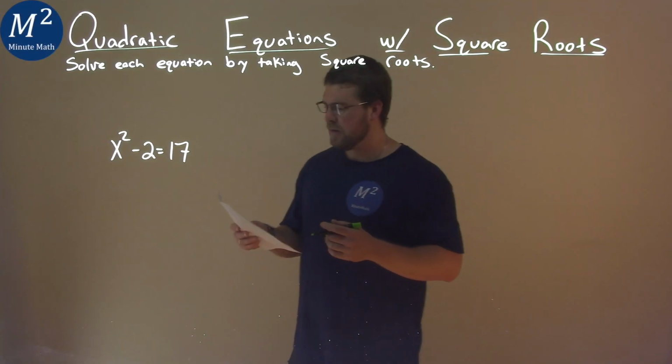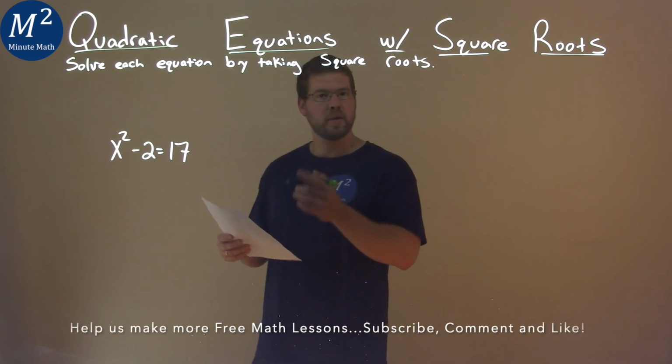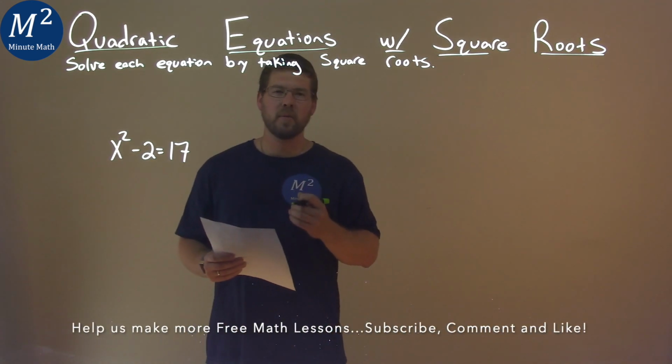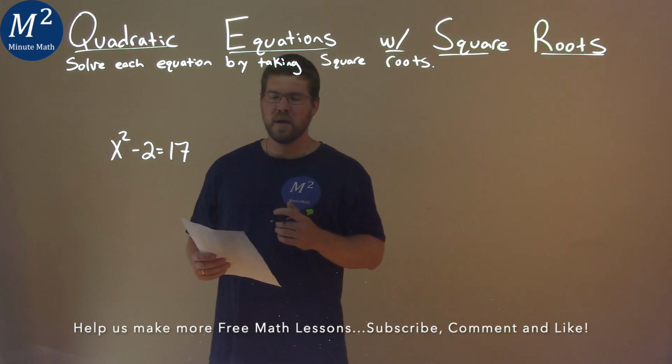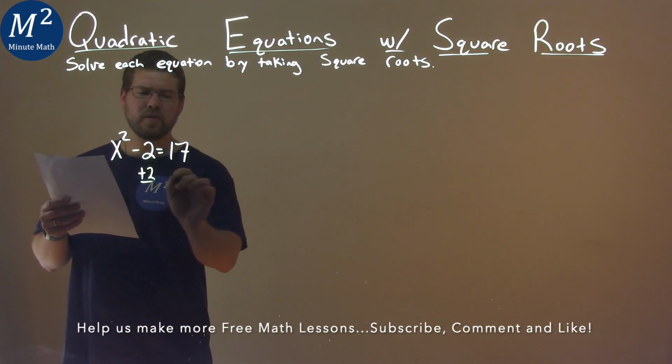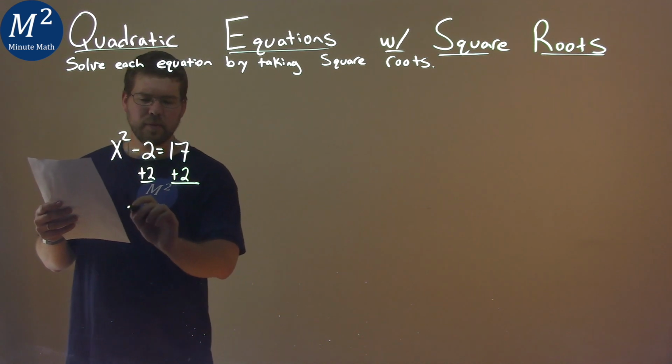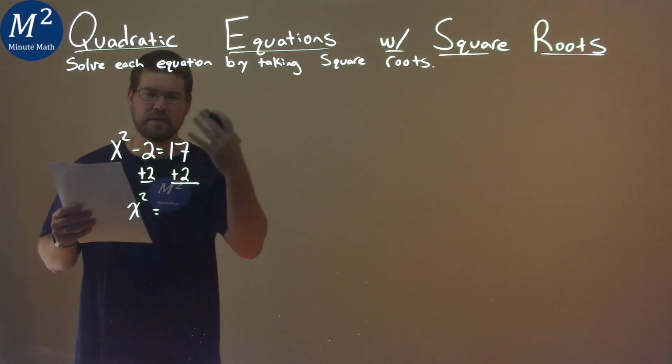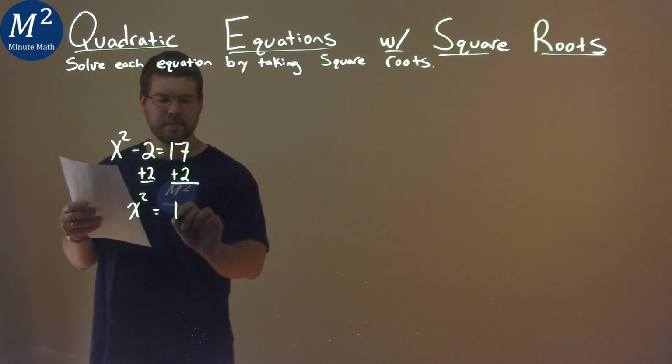We're given this problem right here. X squared minus 2 equals 17, and we have to solve this equation by taking square roots. I want to get x by itself. I want to add a 2 to both sides. That leaves me with x squared equals 17 plus 2, which is 19.